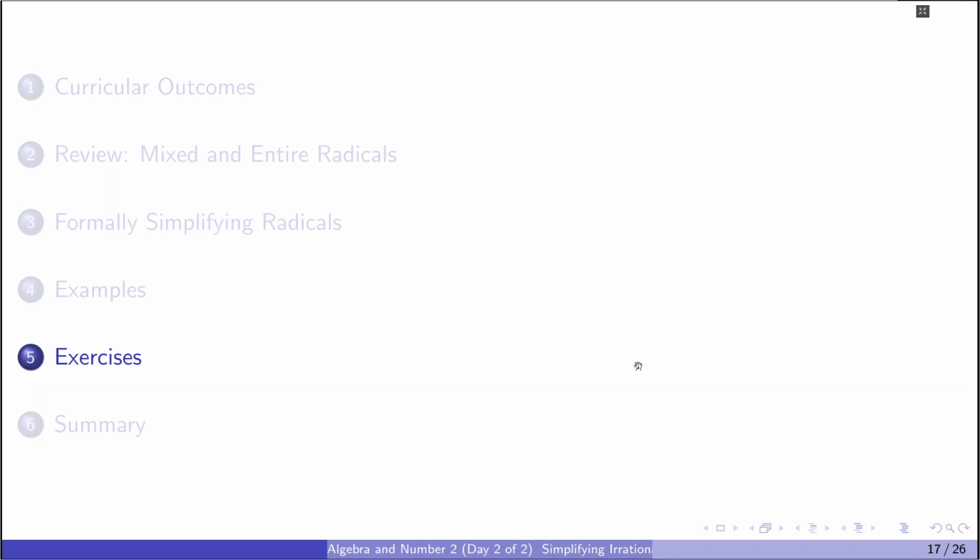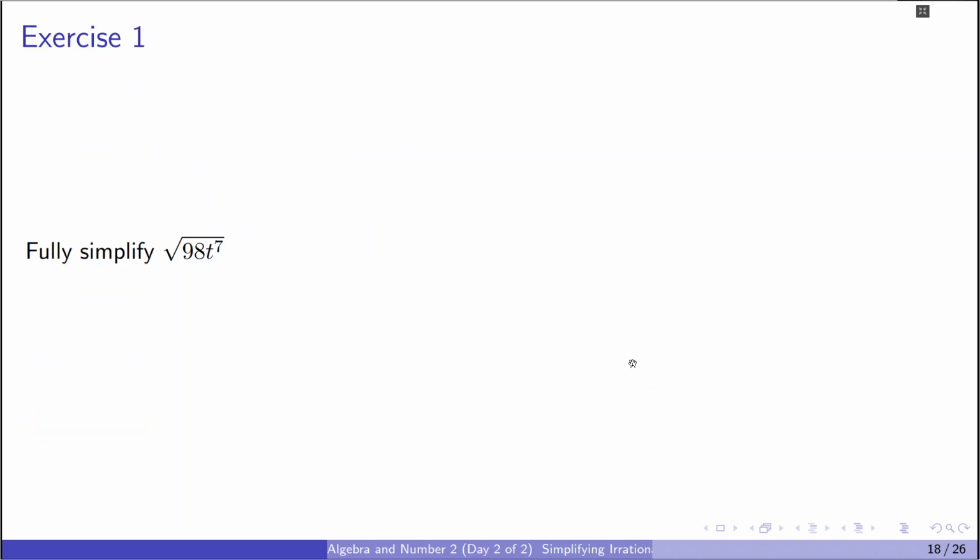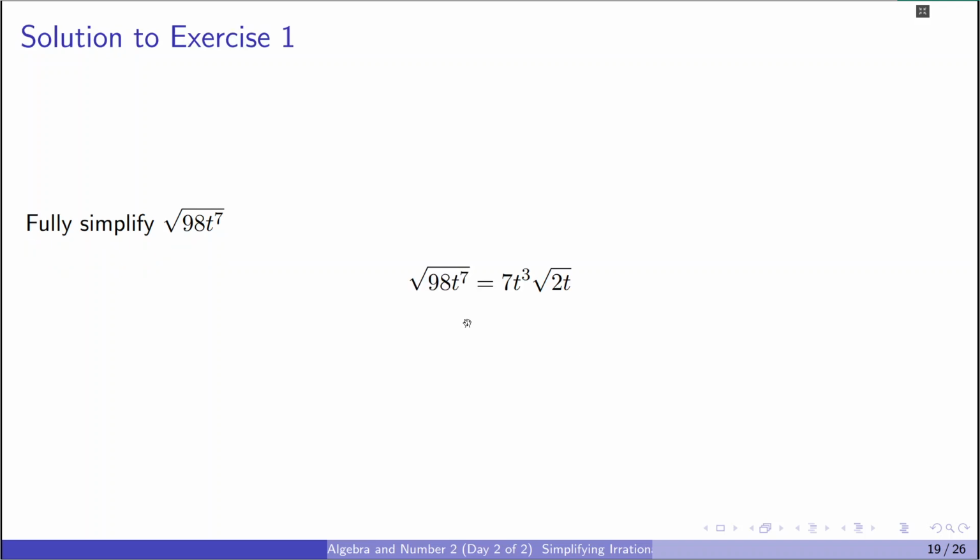Exercises. Time for you to try some yourself. Fully simplify the square root of 98t to the 7. Pause now if you need more time. All right, 98 is 2 times 49. That 49 is a perfect square. And 6 of our t's can come out to become 3 t's.